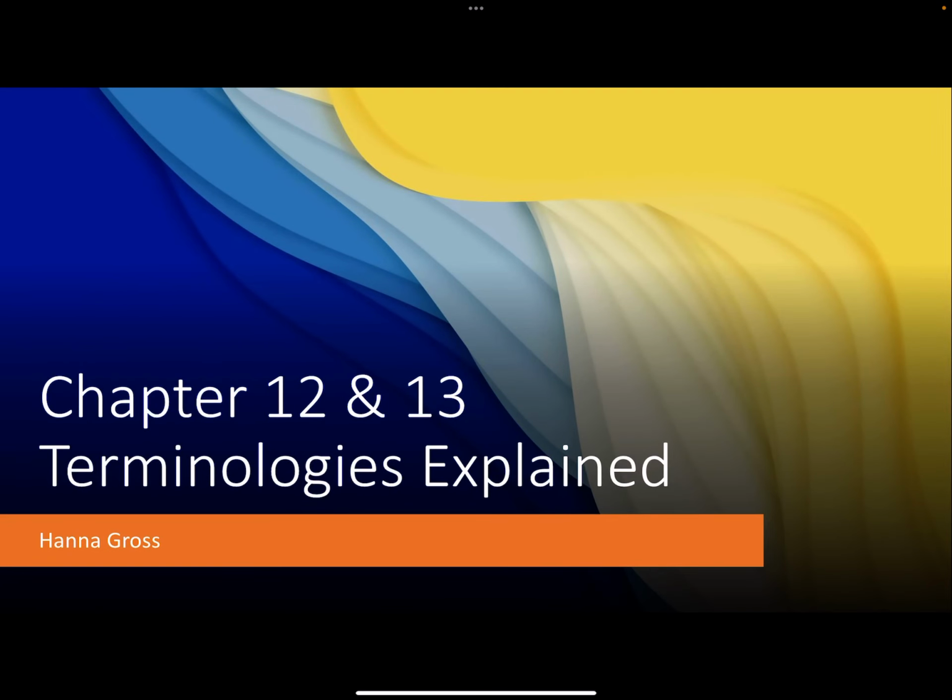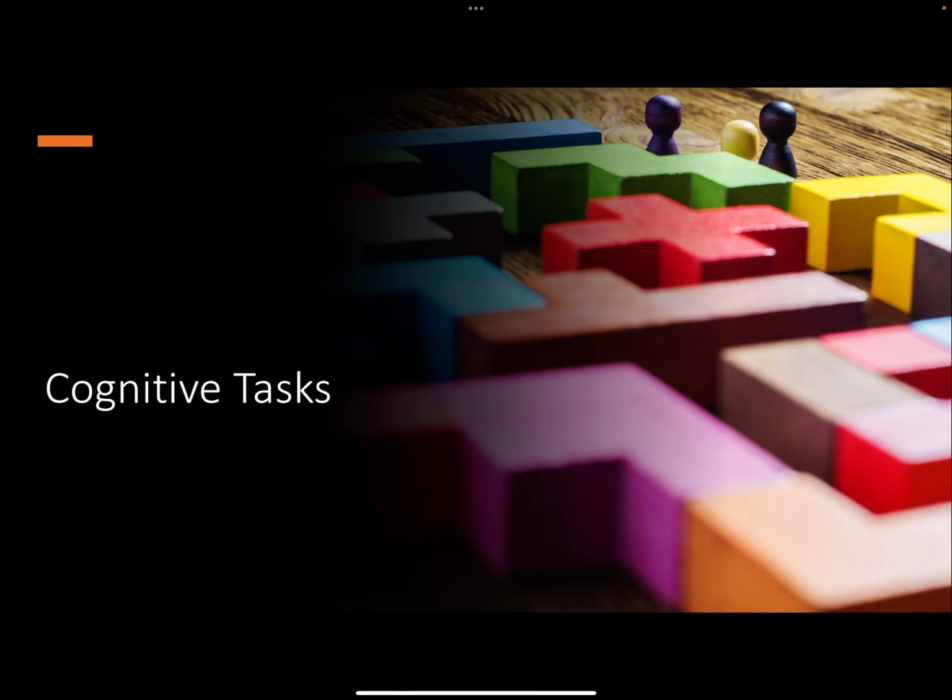This is my summary on the chapter 12 and 13 terminologies explained. So I decided to do it over a PowerPoint because I thought it'd be easier that way, kind of keep things a little bit more organized. So starting off, we started with the cognitive tasks.